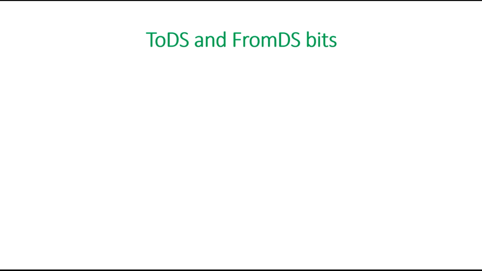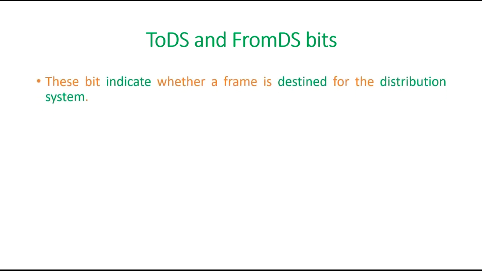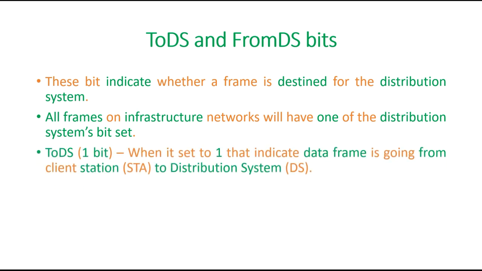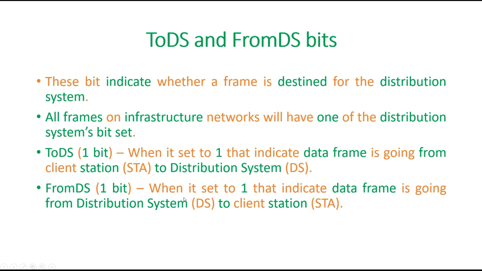second one, after that, the next field is the To DS and From DS bits. The purpose of these fields is to show whether a frame is destined for the distribution system or not. All frames of infrastructure networks will have one of the distribution system bits set. To DS means this field is of 1 bit. Whenever this bit is set to 1, it indicates that the data frame is going from the client station to the distribution system. From DS means it's the reverse one. When it is set to 1, it means that the data frame is coming from the distribution system to the client station.